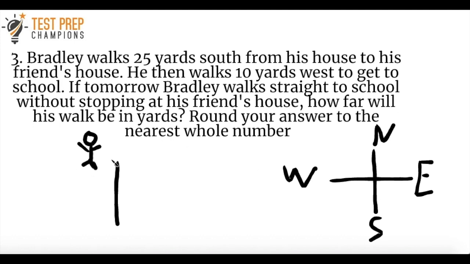So starting at Bradley's house, right? So let's say that this is Bradley, and let's say that this little dot represents his house. So he goes down 25 yards. So we start at this dot and we go down 25 yards. And then what does he do? Well, he then walks 10 yards west to get to school. So he walks down 25 yards south, right?